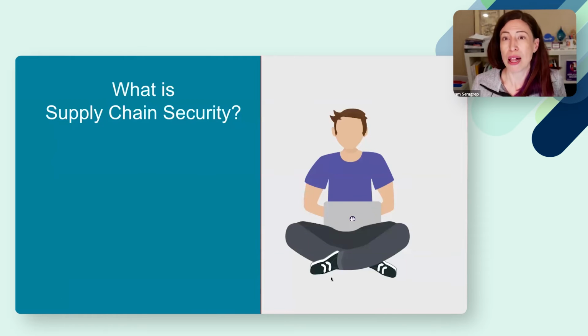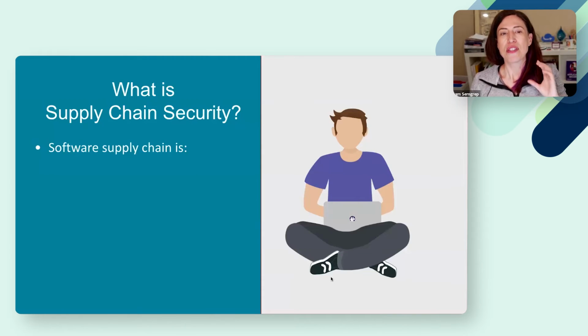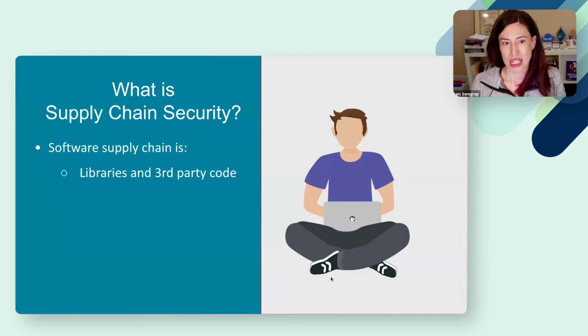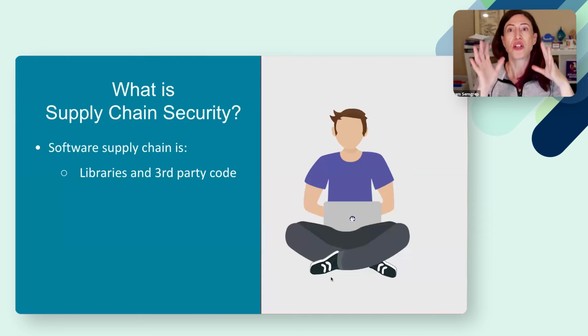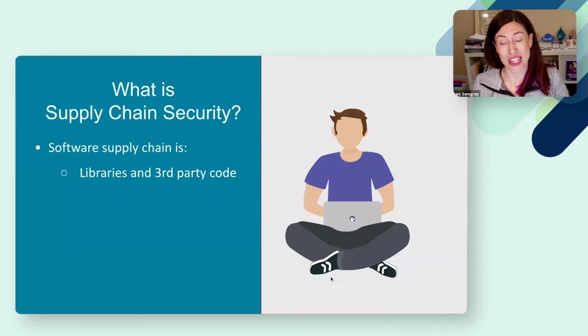So what is supply chain security? The software supply chain is all those libraries and third-party code. That can be a component, a NuGet package, a Ruby gem, a library, a DLL, whatever it is, all of those that go up into your app. Code that you didn't write is part of your supply chain. And those need to be safe.